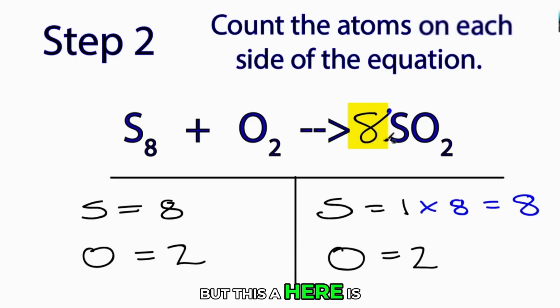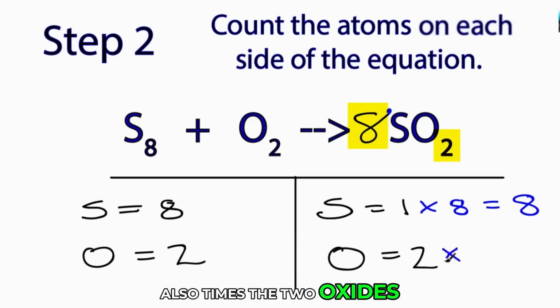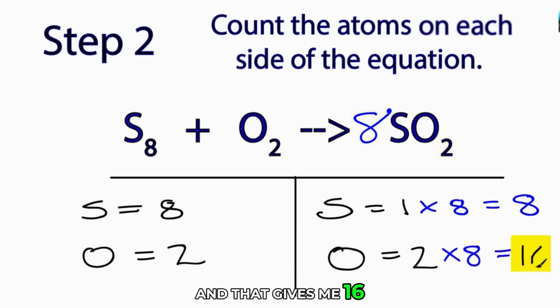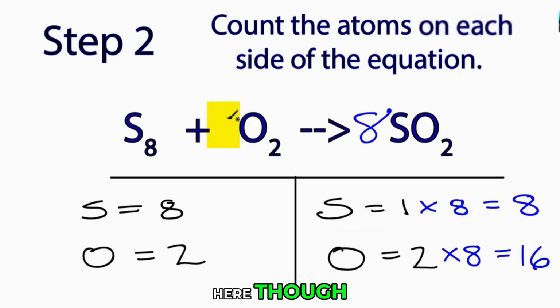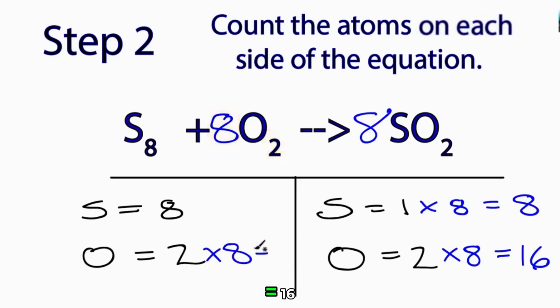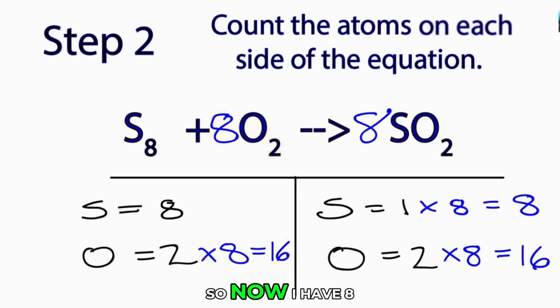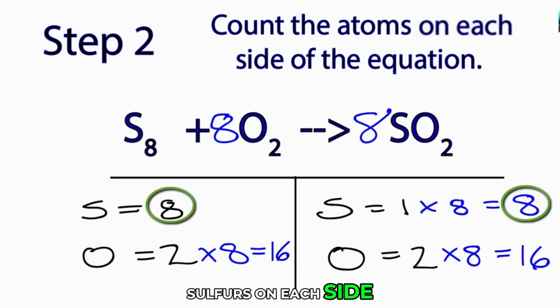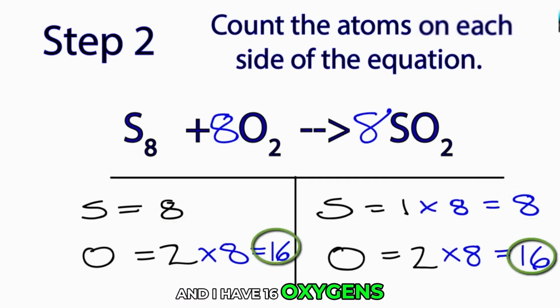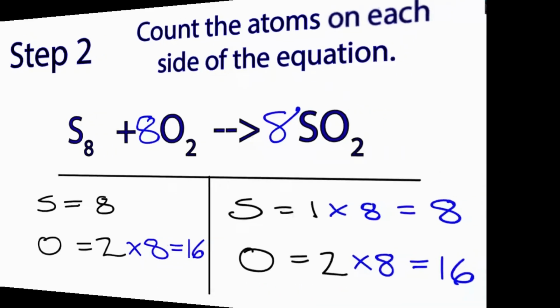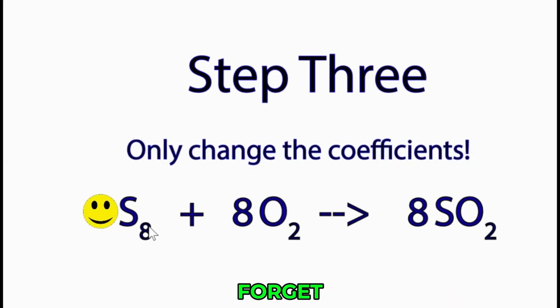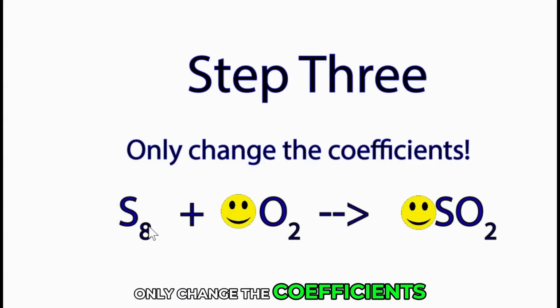But this 8 here is also times the 2 oxides. And that gives me 16 oxides. So I've fixed the sulfurs, but the oxygens aren't balanced. I can change the coefficient here though, 8, because 8 times 2 equals 16. So now I have 8 sulfurs on each side, and I have 16 oxygens on each side of the equation. This equation is balanced. Step 3, so you don't forget, only change the coefficients.